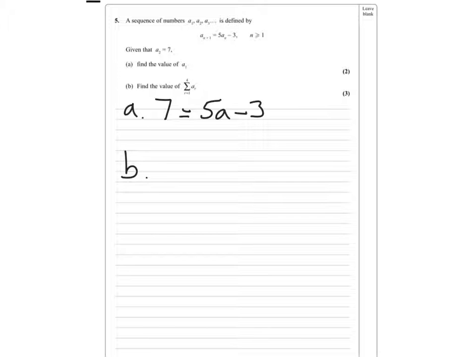That's pretty straightforward. And then part B, well, to be honest, if you found part A, looking at the mark scheme, what they want you to do is just keep applying. So I'm going to put 7 into there, so 5 times 7, 35 minus 3, so that's 32. I'm going to do the first 4 terms, 5 times 32, take away 3 gives you 157. Add them up, and there you go. Job's a good one.